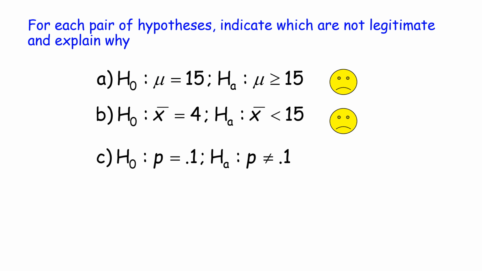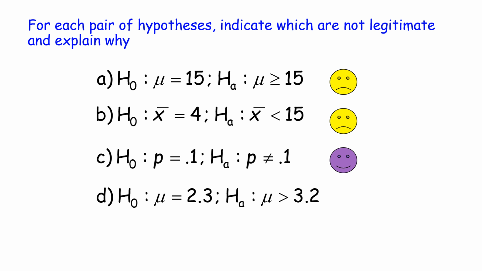In this example, we have H naught is that p equals 0.1, and our H sub A is that p does not equal 0.1. So is this legitimate or not legitimate? This is legitimate. It has everything that it needs and nothing that it shouldn't. Let's look at another example.